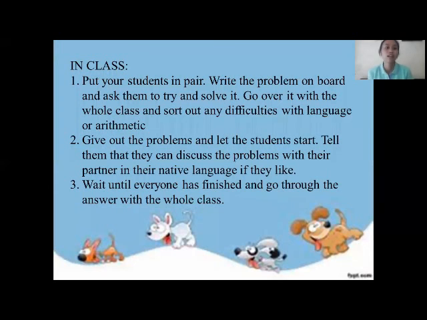And then in class, put your students in pairs and write the problem on the board and ask them to try and solve it. Go over it with the whole class and sort out any difficulties with language or arithmetic. So in class, we put the students in pairs first, and then we as teachers write the problem on the board, and then we ask the students who can try this, who can solve this.